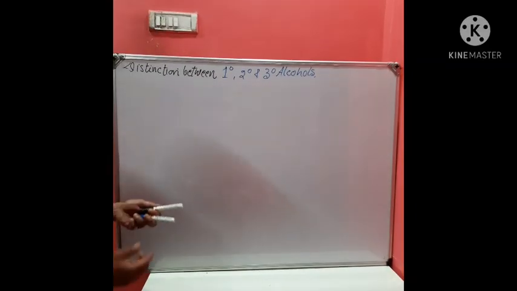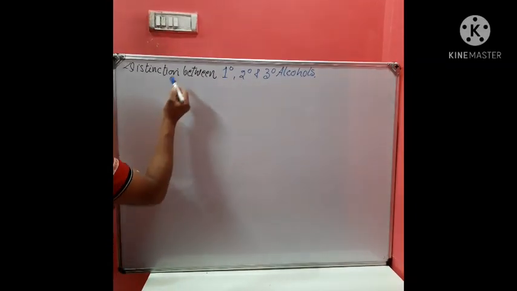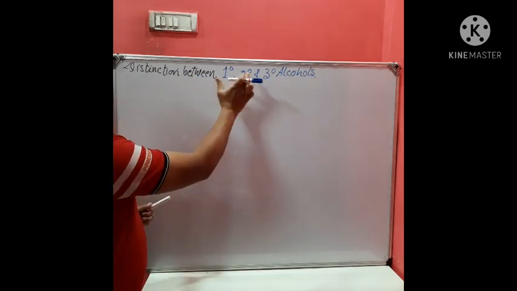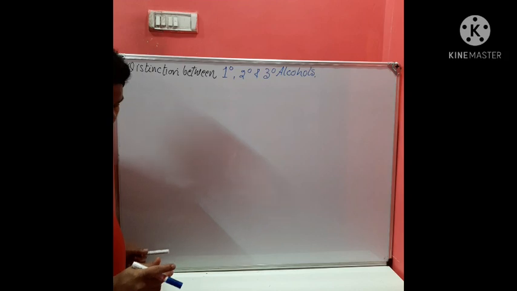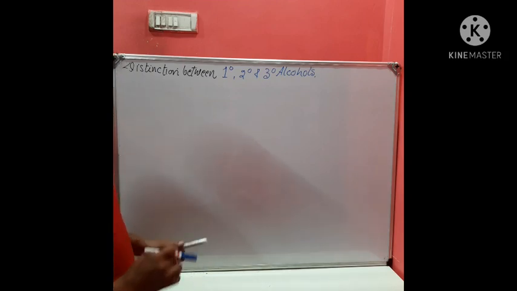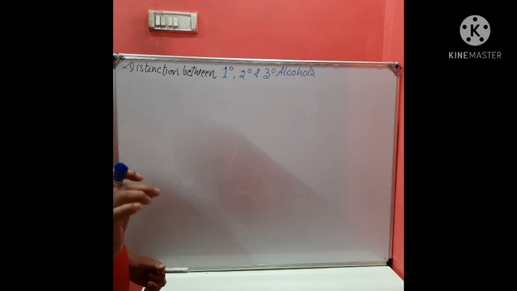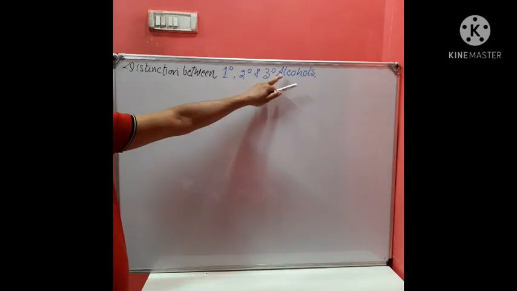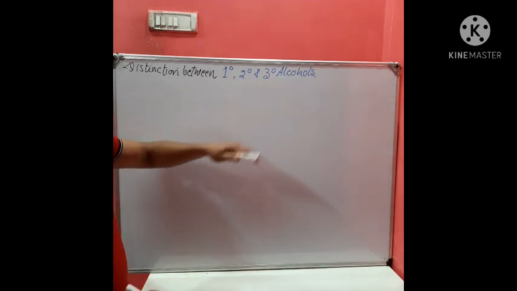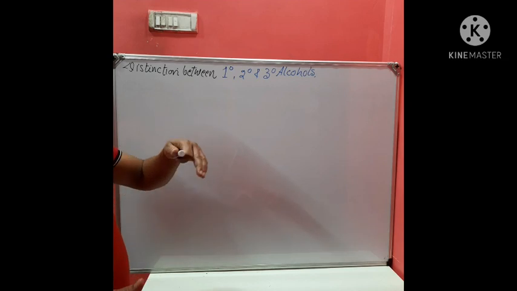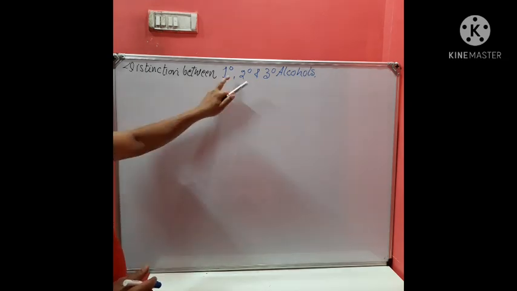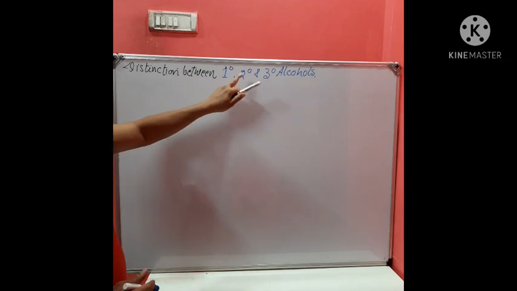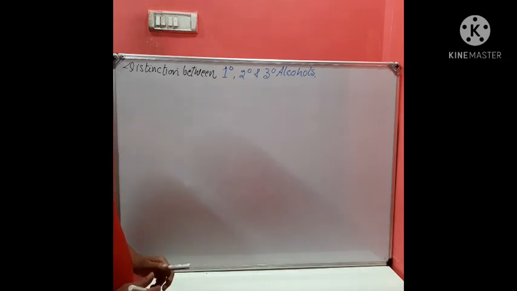Yes, now student, the next content is distinction between 1 degree, 2 degree and 3 degree alcohols. Student, whenever you are asked the question regarding it, how do we distinguish? So the only way is to perform a chemical reaction with the same chemical reagent with different types of compounds given, like 1 degree, 2 degree and 3 degree alcohols.